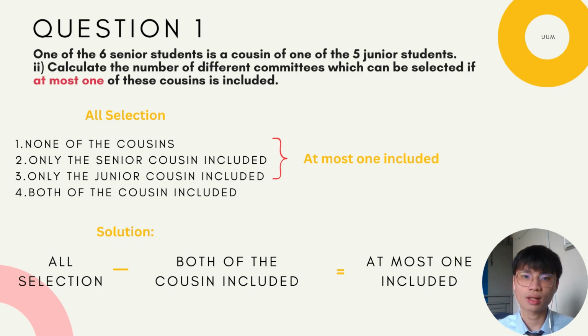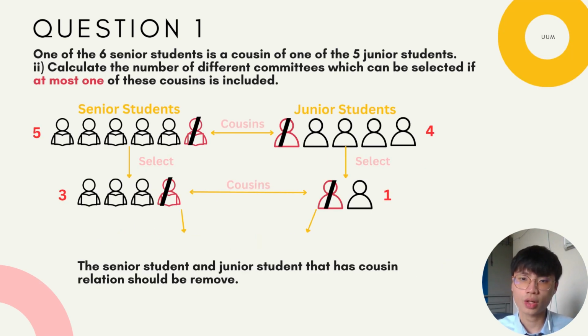For easier calculation, we can calculate the combinations where both of the cousins are selected. After that, we use all selections to subtract it. Then we will know the number of committees which can be selected if at most one of these cousins is included. Since we already selected one student from the seniors and one student from the juniors that have the cousin relation, we remove them from the selection.